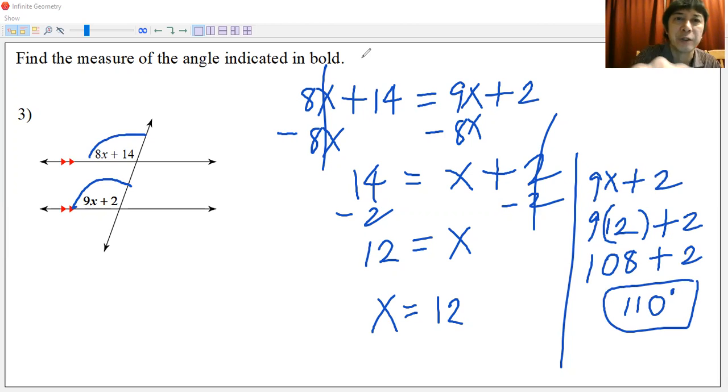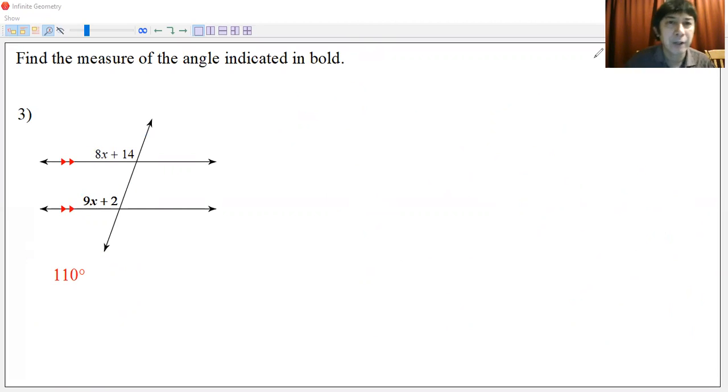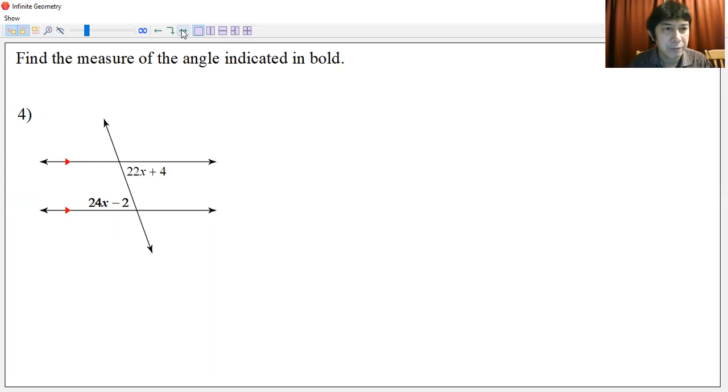Okay, let's verify and check. There. According to the computer, it's 110 degrees in red numbers. All right, so we're done with our third example. Let's continue with the fourth. Okay, let's have the fourth example. Okay, here's the fourth example.